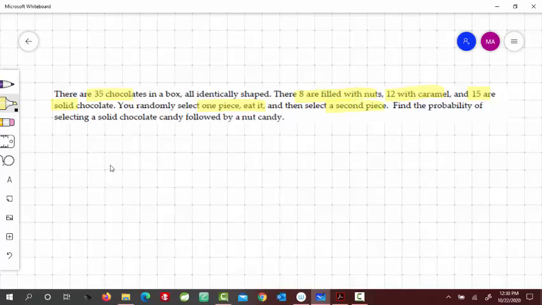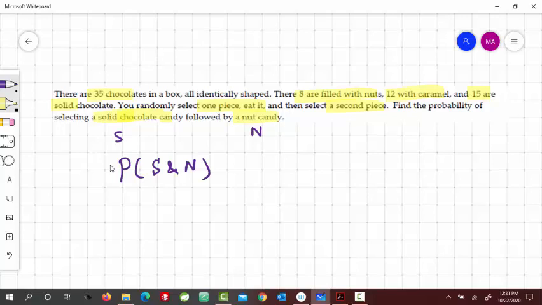So find the probability of selecting a solid chocolate candy and then a nut candy. So assume that the solid chocolate candy is represented by, say, S, and nut candy is represented by N. So selecting a solid chocolate candy and then nut candy. So we have to find this probability. Probability of selecting a solid chocolate and then nut candy, like this one.